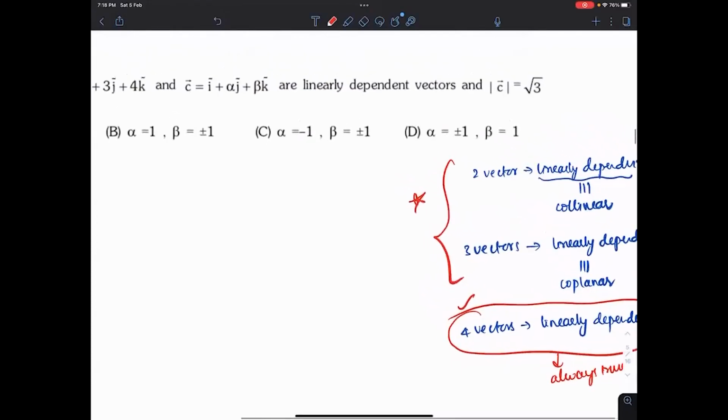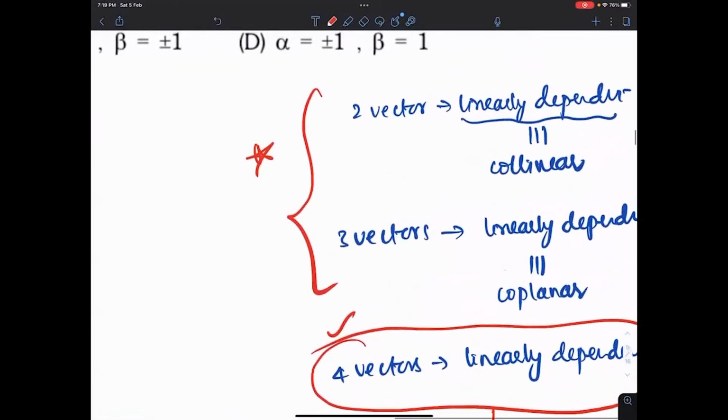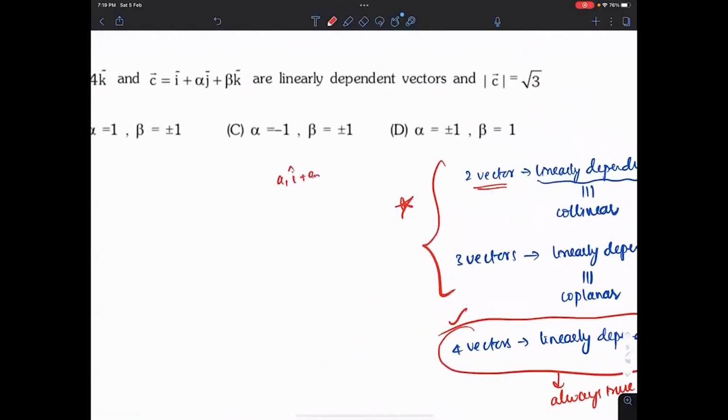Now, when two vectors are dependent, we have seen what the condition is. If one vector is a1 i cap plus a2 j cap plus a3 k cap, another vector is b1 i cap plus b2 j cap plus b3 k cap. If these two vectors are dependent, then a1 by b1 must be equal to a2 by b2 equal to a3 by b3. Like that you will write.